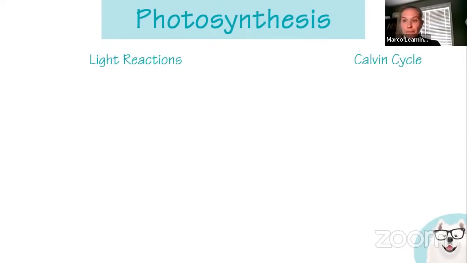So on to photosynthesis. All right, so there are two steps to photosynthesis. Same thing, just have a basic understanding of what is going on. You do not need to know all the itty bitty little steps, but you have a basic understanding. So we have the light reactions, and we have the Calvin cycle.